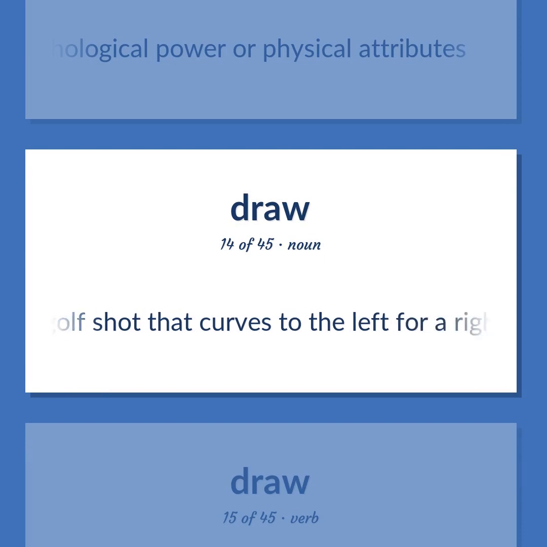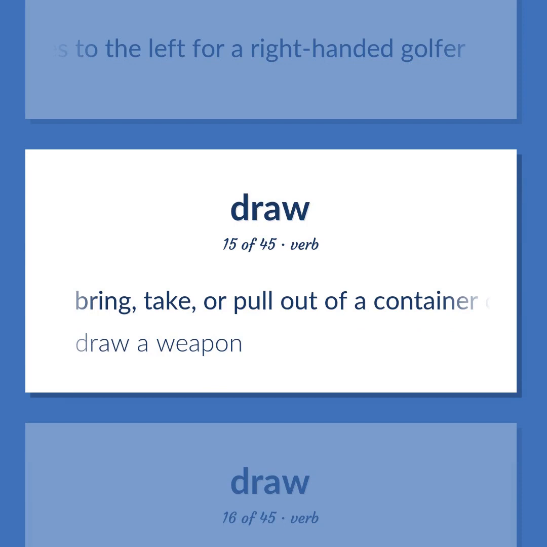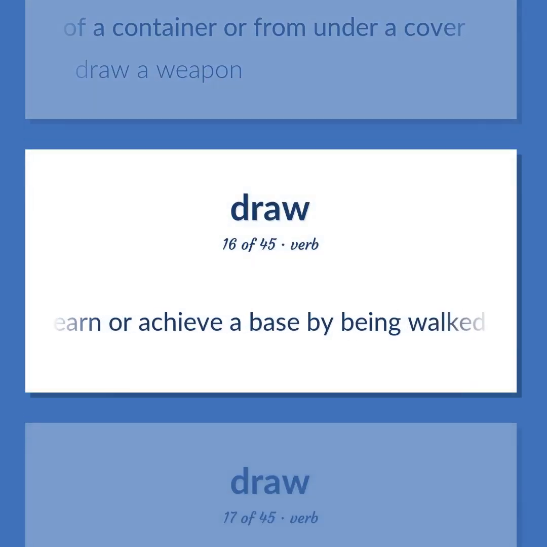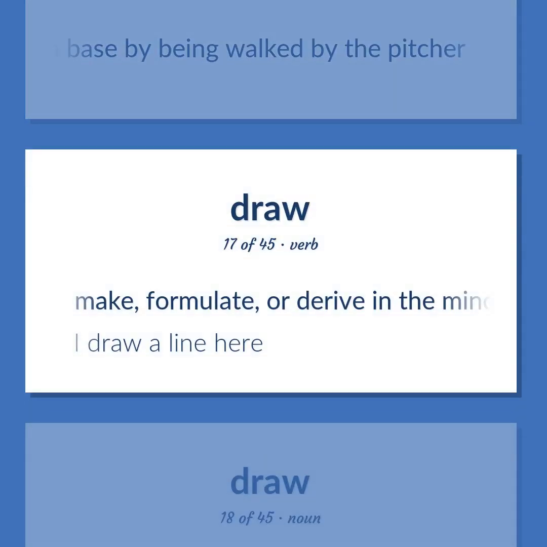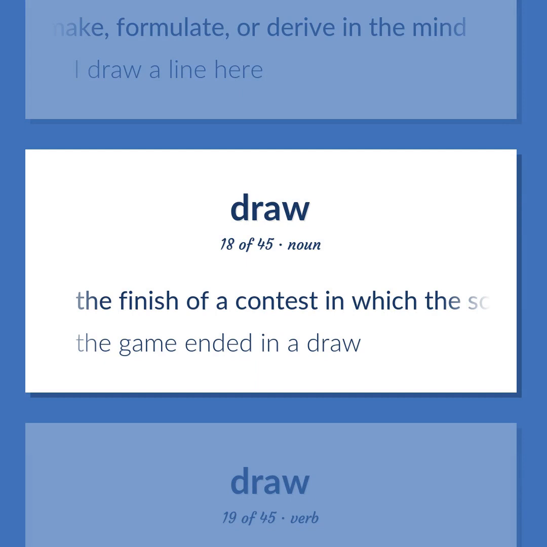A golf shot that curves to the left for a right-handed golfer. Bring, take, or pull out of a container or from under a cover: draw a weapon. Earn or achieve a base by being walked by the pitcher. Make, formulate, or derive in the mind: I draw a line here. The finish of a contest in which the score is tied and the winner is undecided. The game ended in a draw.